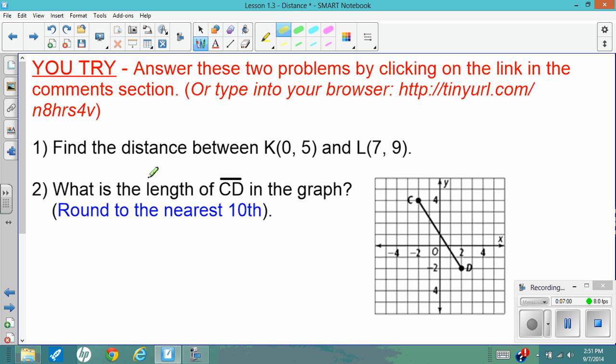You should try these two problems. You can type your answers in online. You can either copy this link into your web browser, or you can click this link in the comments below. All you need to do is enter the numeric answer for both of them, and notice I say here for number 2, round to the nearest tenth. So if you put in an answer that is not rounded properly to the nearest tenth, it's going to shoot back to you that it's incorrect. So this just might be a rounding error. Make sure to double check.